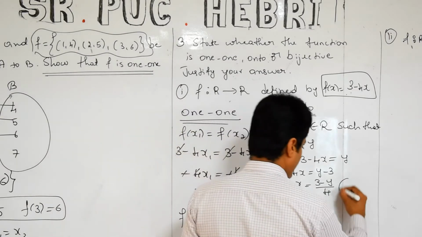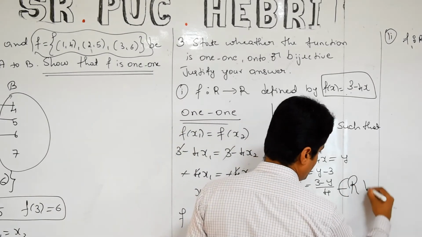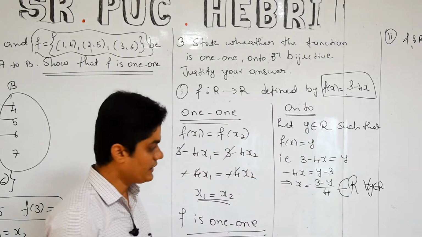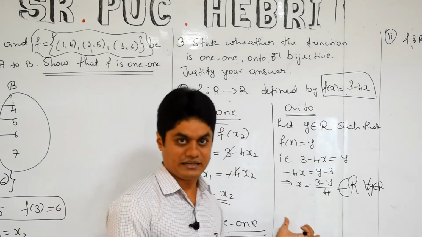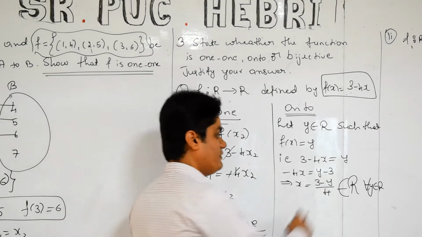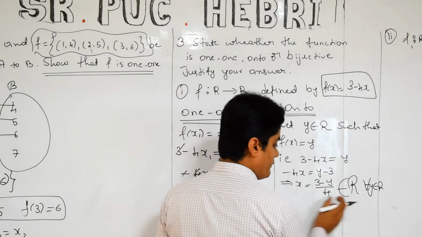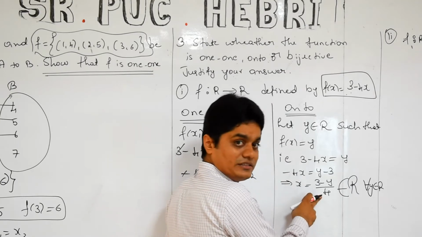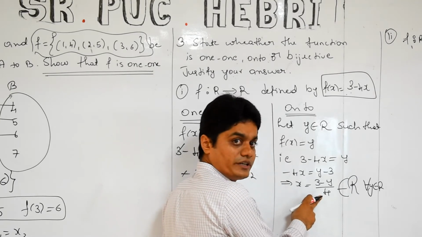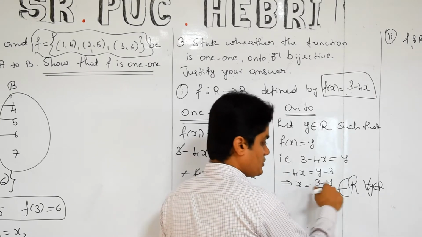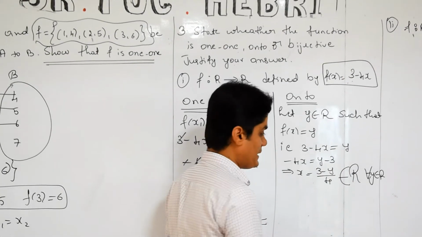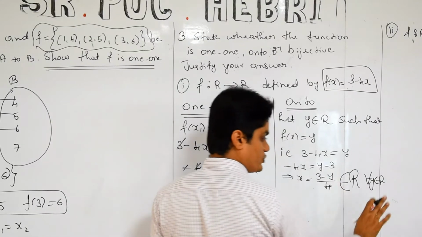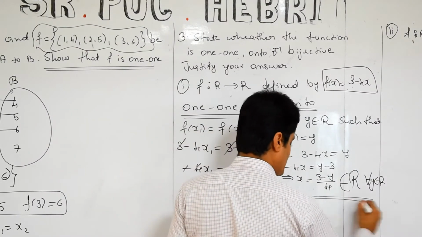Onto when this belongs to R for all y belongs to R. Then for all y belongs to R, if this x is always a real number, then it is onto. It is not a real number only when the denominator is 0 or if a square root is present. Is the denominator 0? No, the denominator is 4, so not an issue. Square root is not there, so imaginary parts are not possible. So this is true always. Whenever it is true always, no need to give an example.